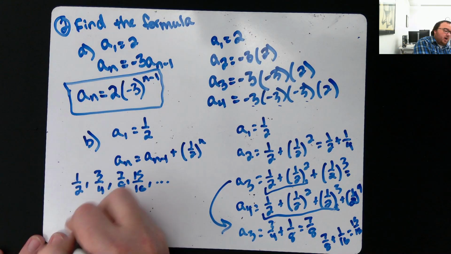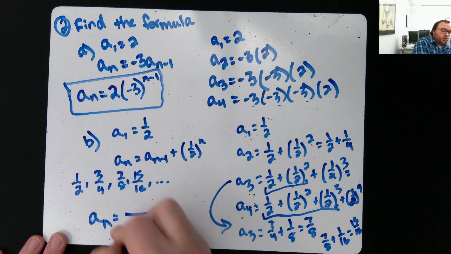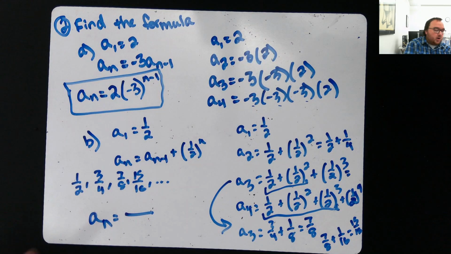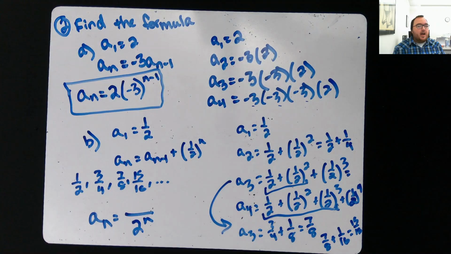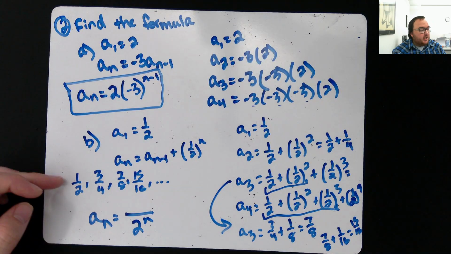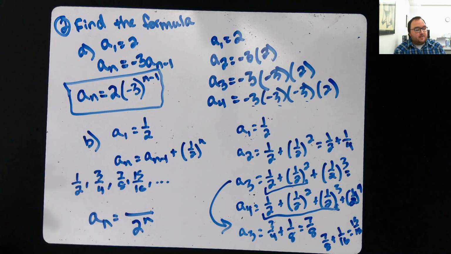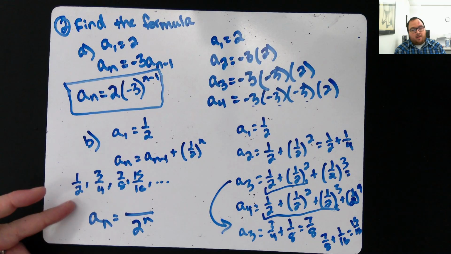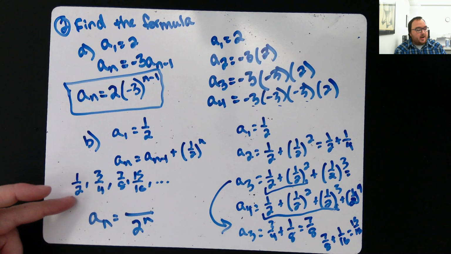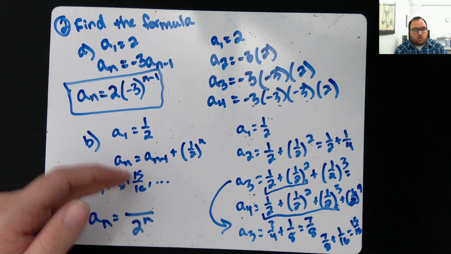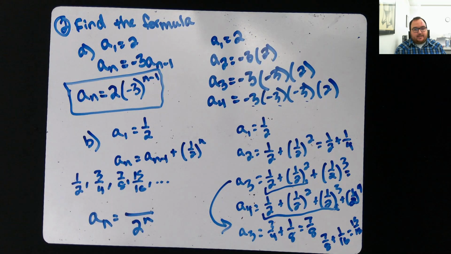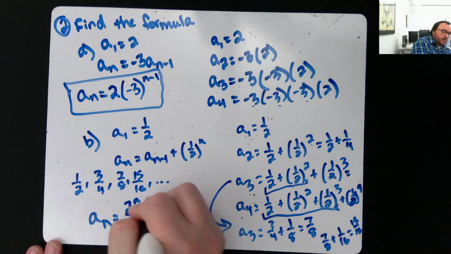So the denominator is always a power of 2. This is 2 to the first, 2 squared, 2 to the third. So this is just 2 to the n. And now let's see what's happening on top, right? Well, notice here, they're always one less than the denominator, right? 2 minus 1 is 1. 4 minus 1 is 3. 8 minus 1, so it's just always one less, right? So take the denominator and subtract 1.